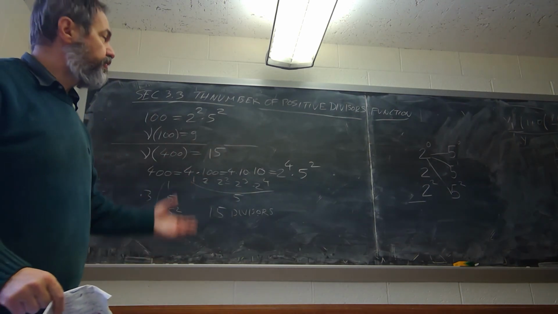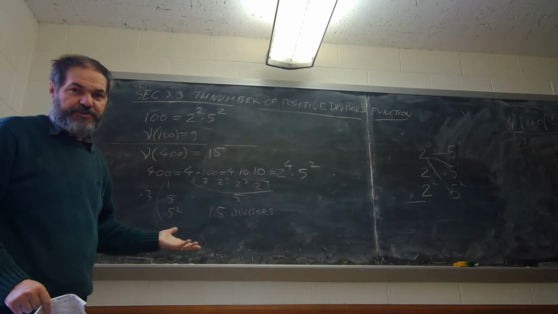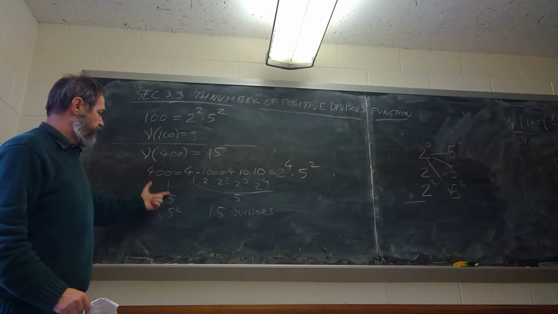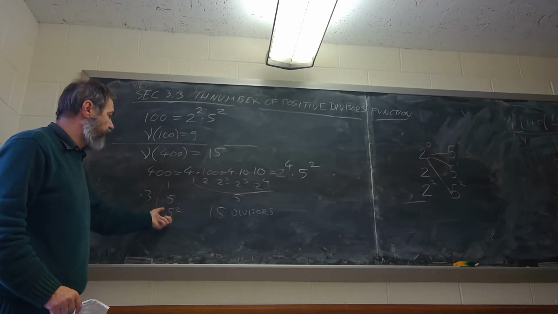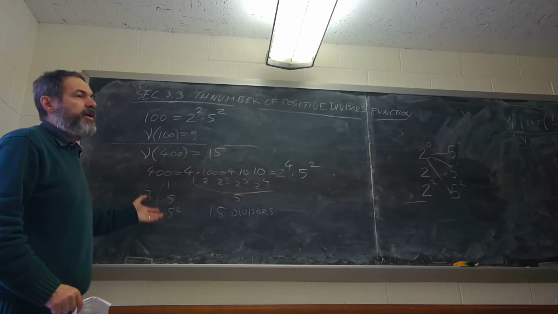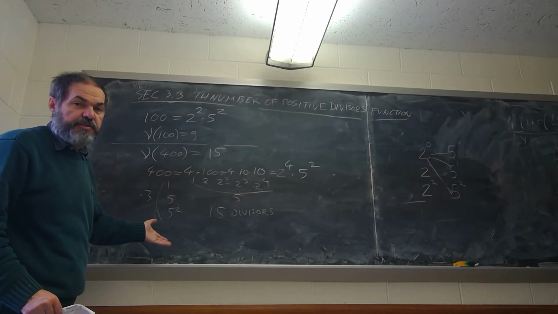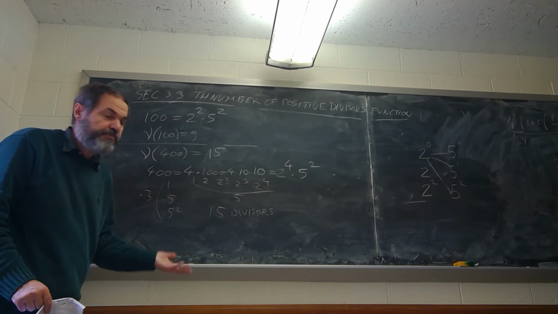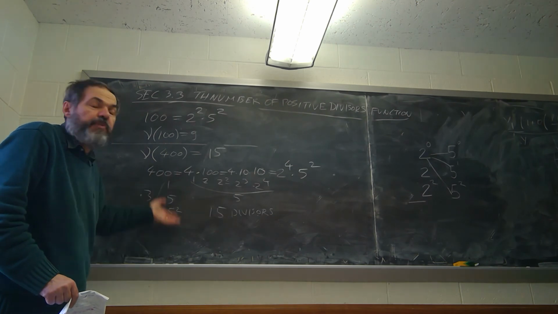Now let's see. Are we ready to discover the general formula? It didn't matter that these were powers of 5. If we had, instead of 1, 5, 5 squared, 1, 7, and 7 squared, it would be the same thing. Still 15 divisors, but they involve these 3 powers of 7 instead of these 3 powers of 5.